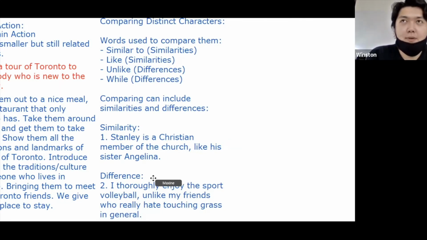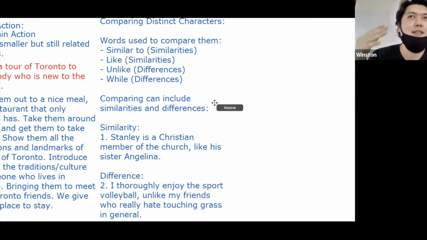And this would just be a simple example, but you see here, I notice this a lot in your writing. You guys don't use adjectives to extend your sentences, be more descriptive and emphasize certain things. So an example here is the word thoroughly, right? I thoroughly enjoy the sport volleyball. Many students that I come across will just say, I enjoy volleyball, right? But I'm extending the sentence here to make it roll off the tongue better by not only using the word thoroughly to describe something, I'm also saying the sport volleyball versus I enjoy volleyball, okay?